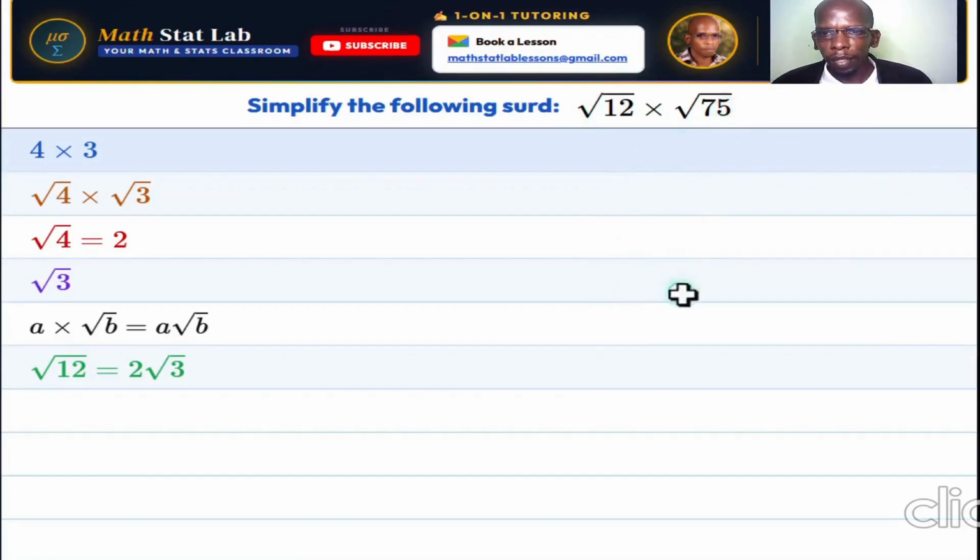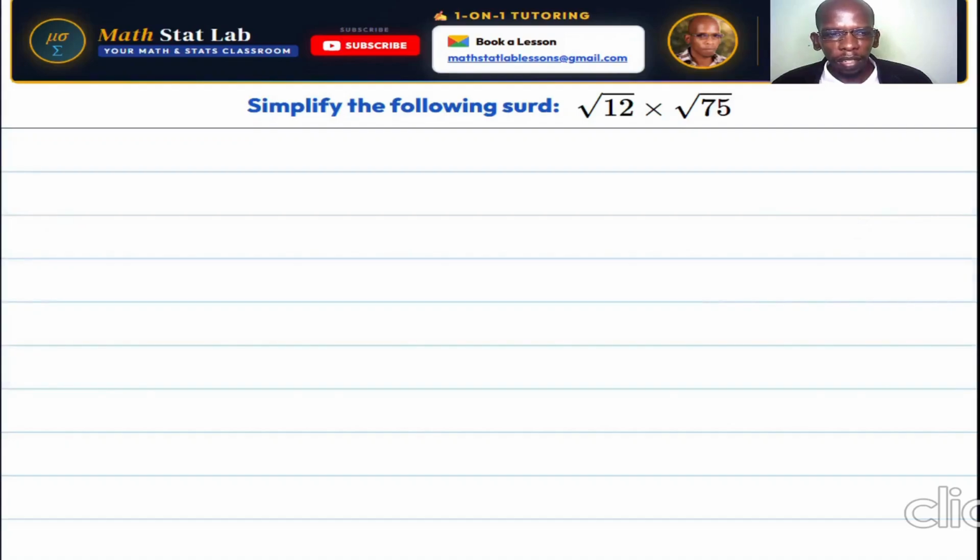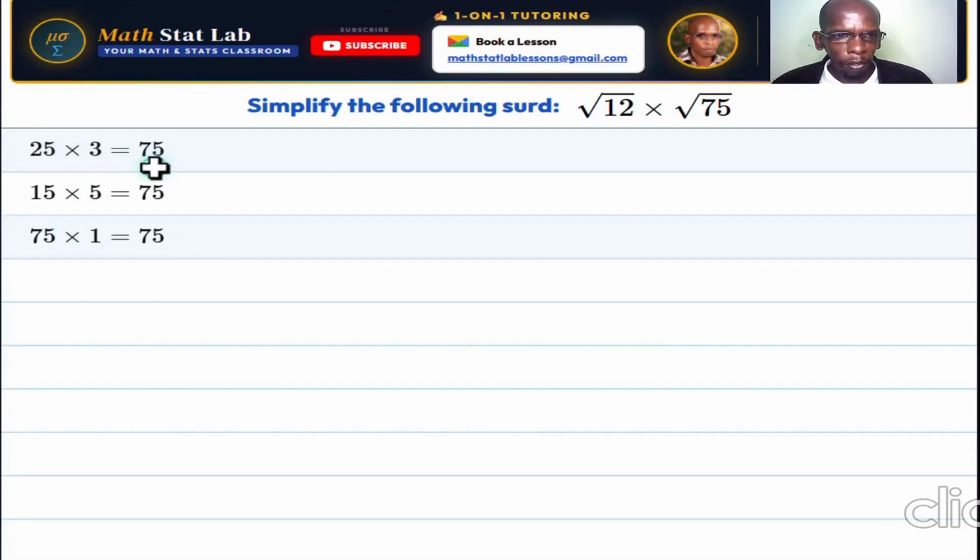Then we'll go back to the root of 75. Of course, the first thing is to write the 75 itself in its factor form. The first one, we can say 25 by 3 is 75, 15 by 5 is 75, 75 by 1 is 75. But you see, this one, this one, this one, and this one don't have an exact square root. The only value here with an exact square root is this 25. So we multiply it by 3, we get 75. All others don't have an exact square root, so we remove them, we just remain with 25 by 3.